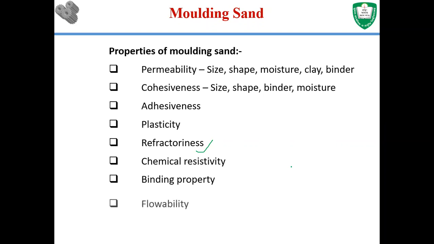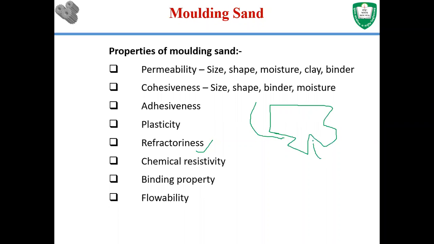And the flowability, the sand should flow to the intricate spaces. For example, you have a pattern like this, and the sand should penetrate all these regions. It should behave not exactly like a liquid. You cannot make the sand liquid-like in nature, but it should have sufficient flowability, so that when you apply forces, the sand gets into all the small spaces of the pattern.